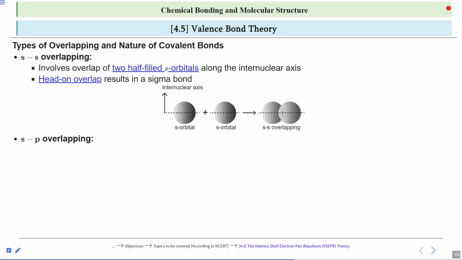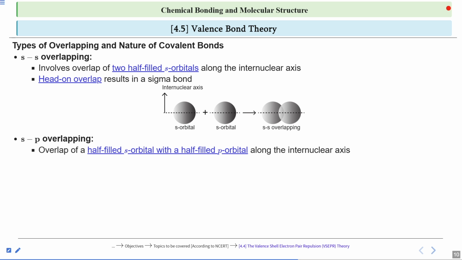Now similarly, this same sigma bond can be seen for the sp overlap. How? Again, what will happen? We will take an s orbital which is half filled, and we will take a p orbital which is half filled, and then we'll do the head-on-head overlap to create the sigma bond. And how does this overlapping look like?